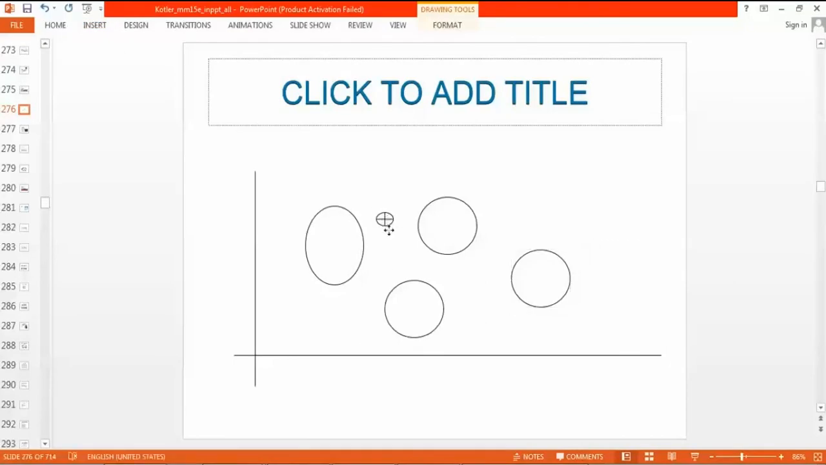Let me put Carmelita here. This is A, B, C, and D. Okay, let me go. If this is the coordinate of Carmelita, this is the group of cluster A, group of cluster B, group of cluster C, and group of cluster D. And this is Carmelita's coordinates. My question is, which cluster does Carmelita belong to?